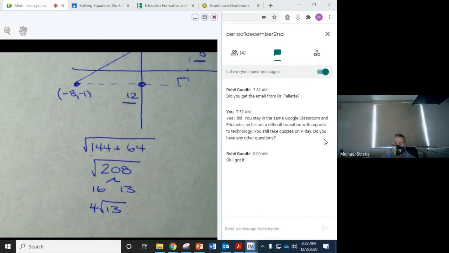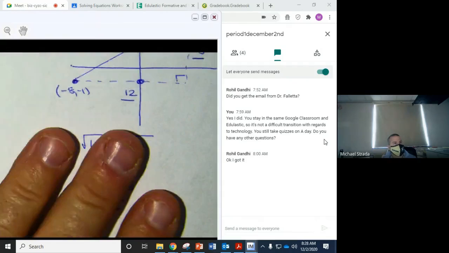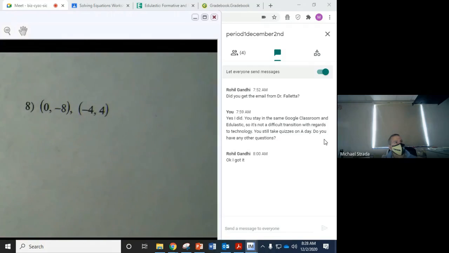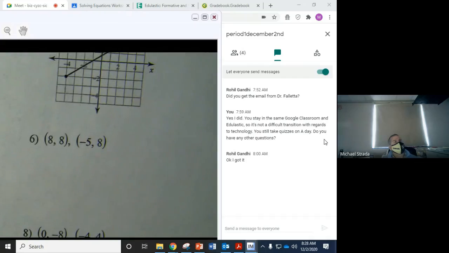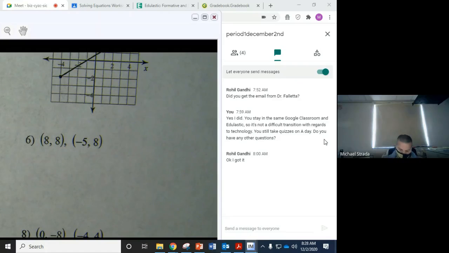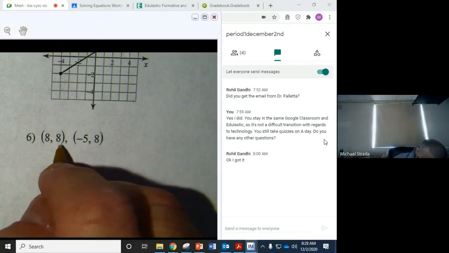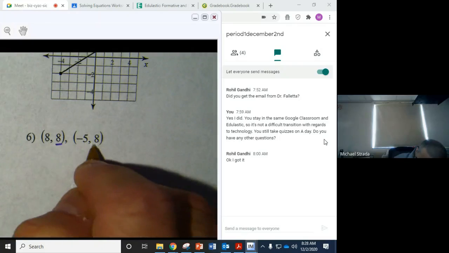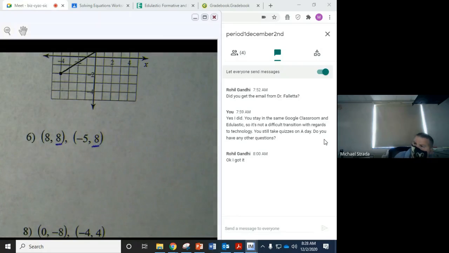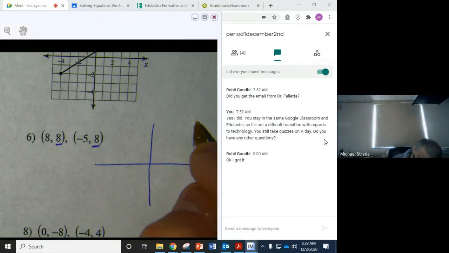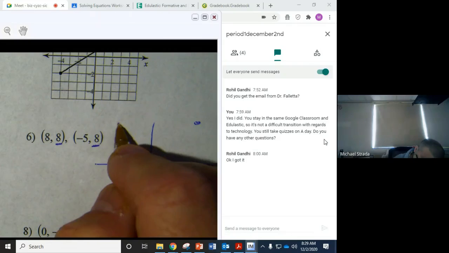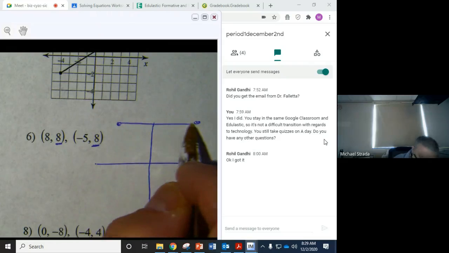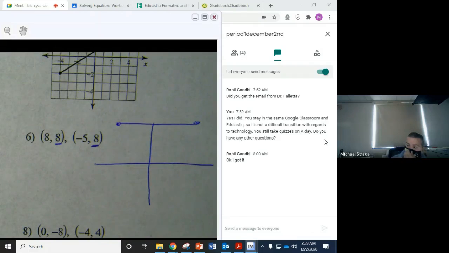And then the last thing of the day, please never look a gift horse in the mouth. I'm looking at number 6. 8, 8, and -5, 8. Notice, ladies and gentlemen, the y coordinates are exactly the same. If I graphed it out, 8, 8 is here, -5, 8 is there. I have a horizontal line.